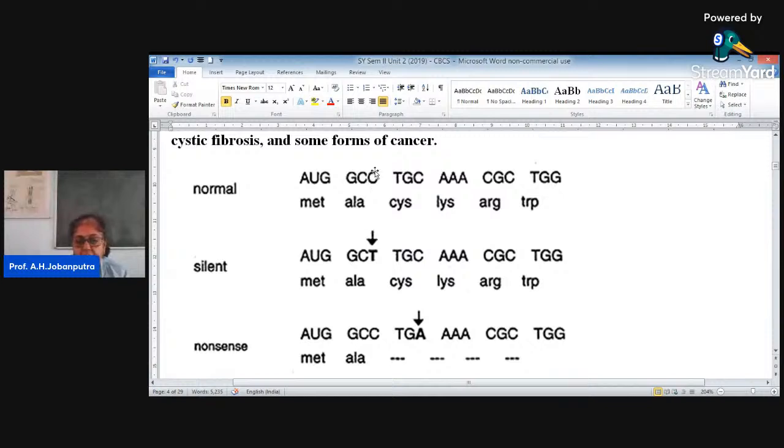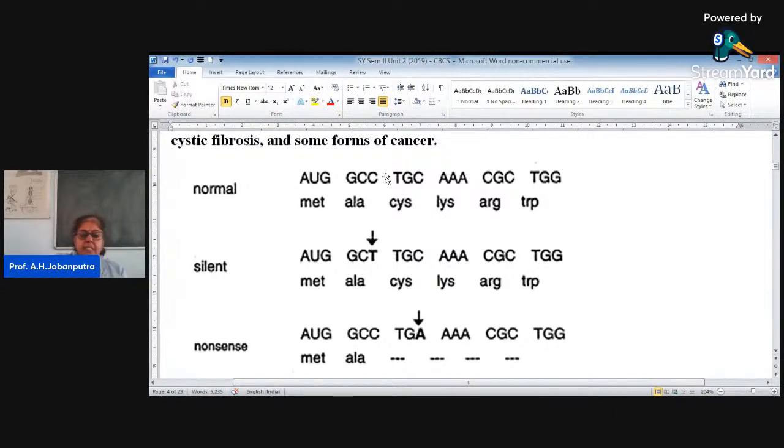चेंज काय झालेलं आहे, ह्या सीच्या जागेवर टी सबस्टिट्यूट झालेला आहे. बट होतं काय की GCC and GCT both code for alanine, and that is why there is no change in the amino acid, and that is why such mutations are known as silent mutations.